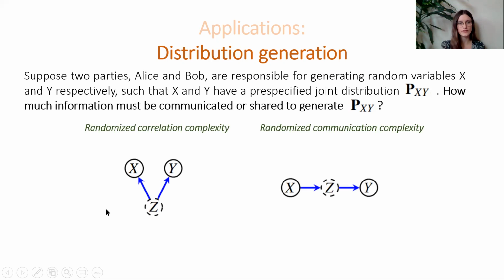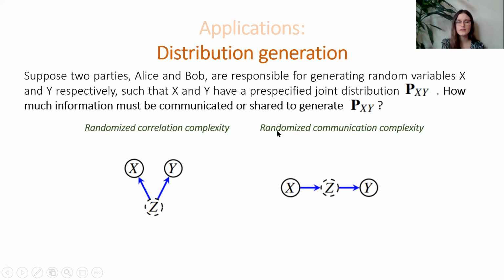The first one is the one here, where we have a third party, here denoted by Z, that is unobserved, and it shares some random variable with Alice and Bob, which are here represented by X and Y. Based on the value of this random variable, Alice and Bob generate their variables, and the question is, how many bits must be sent by this third party to each of Alice and Bob for them to output the desired probability distribution. The minimum number of bits needed to accomplish this task is called randomized correlation complexity.